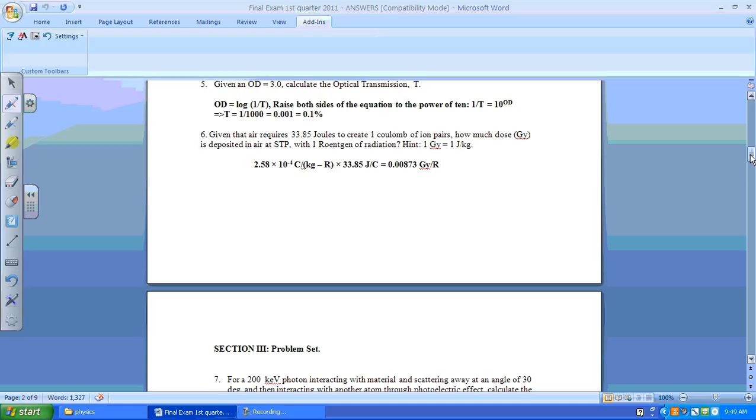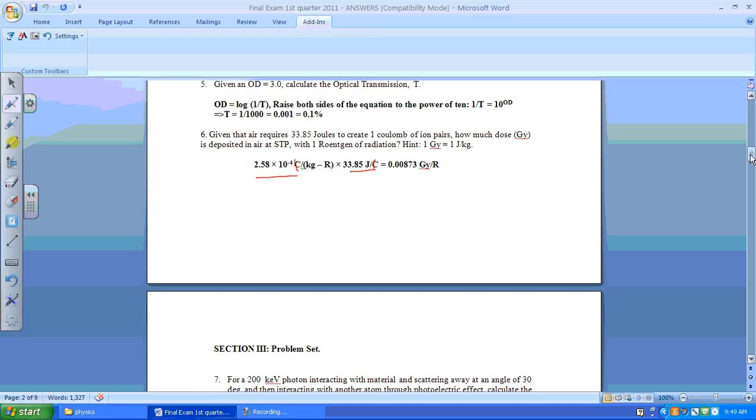So then the definition of a Roentgen is 2.58 times 10 to the minus 4 coulombs per kilogram per Roentgen, times the number of joules per coulomb that is created when you create an ion pair. Then you multiply this, the coulombs cancel here, and you're left with joules per kilogram per Roentgen, and joules per kilogram are gray, so I converted joules per kilogram to gray, the units here, so you end up with 0.00873 gray per Roentgen.